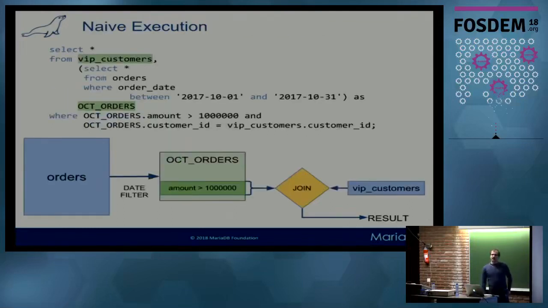How would you execute this in a naive fashion? Well, we first compute the result in this table here. So this is October orders. We just do a filter on the orders on the date. And then we try to join this table with VIP customers. Using the join condition, the amount must be greater than 1 million. So here's the set of October orders that have amount greater than 1 million. That part will enter the join with the VIP customers. And you get your result.